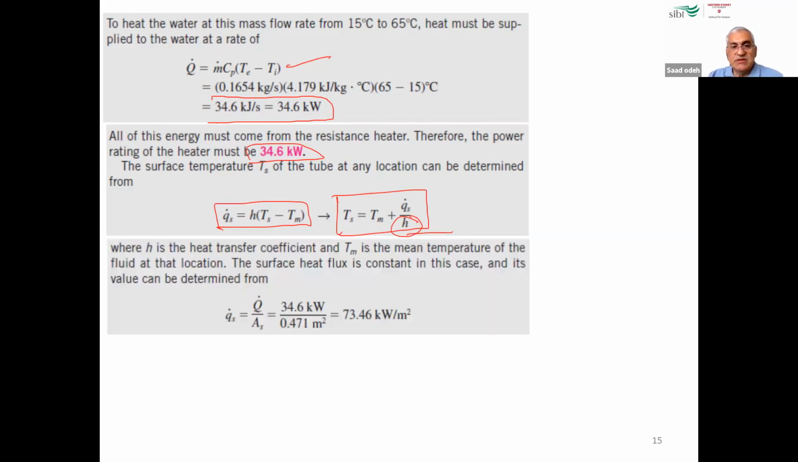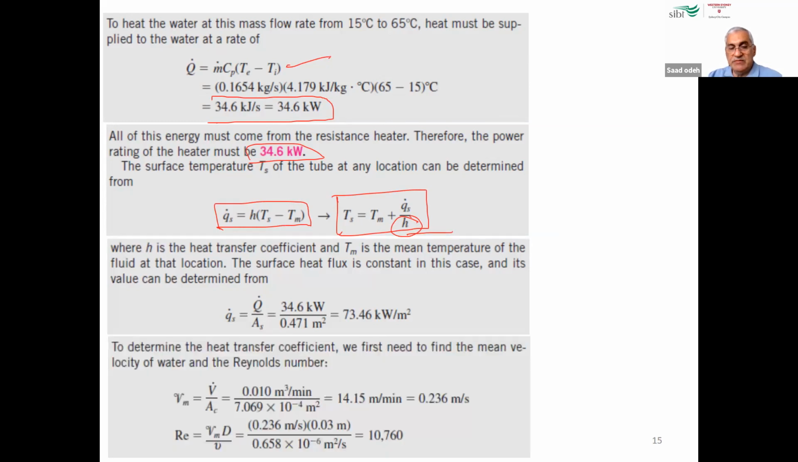Now to find H, as we said before, we need to refer to the value of Reynolds number. Reynolds number requires velocity. Velocity here is equal to the volume flow rate divided by the cross-sectional area, AC, the cross-sectional area of the tube. And we have been given this in the example.